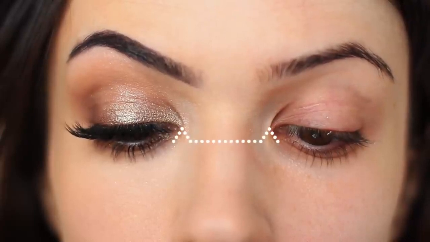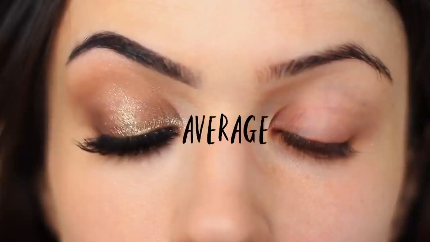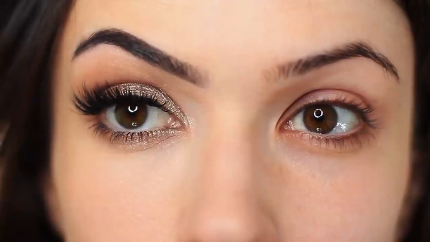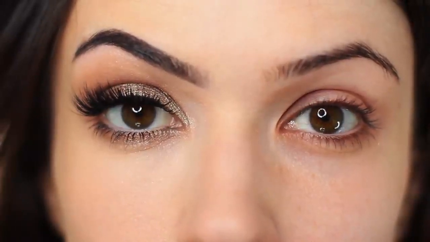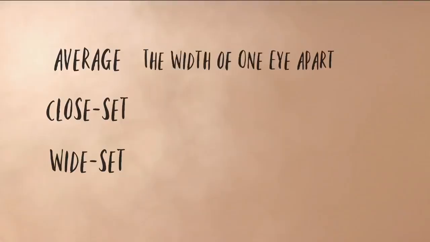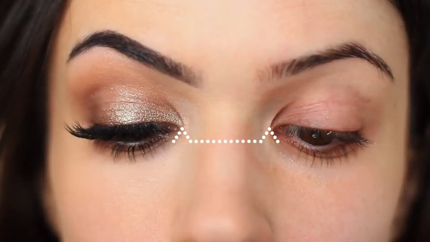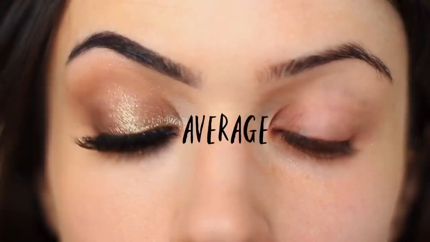Now, just because something is referred to as average doesn't mean it's the most ideal or the best or the most beautiful. All of these eye shapes are beautiful in their own way. Average should really just be used as a base point to work from. So let's use the average eye spacing as a base point and create a basic look.